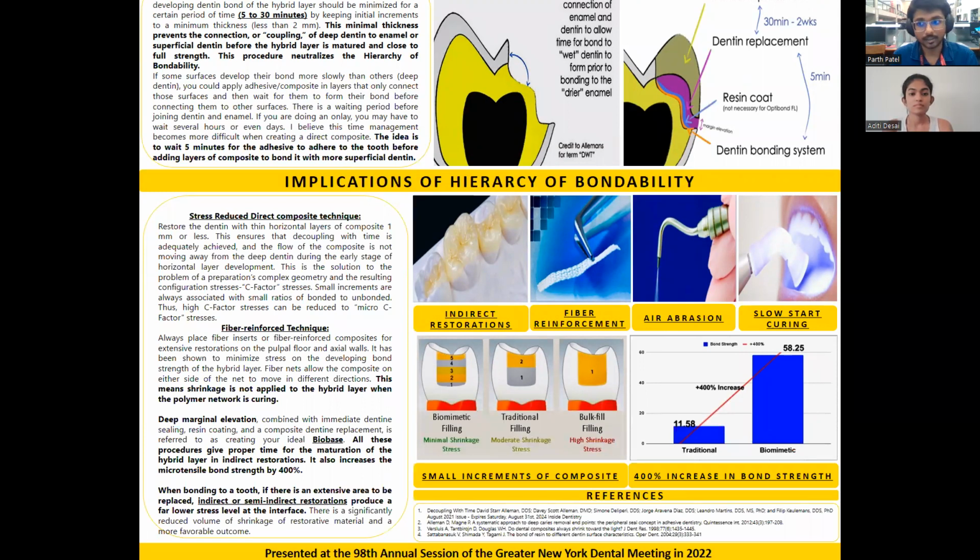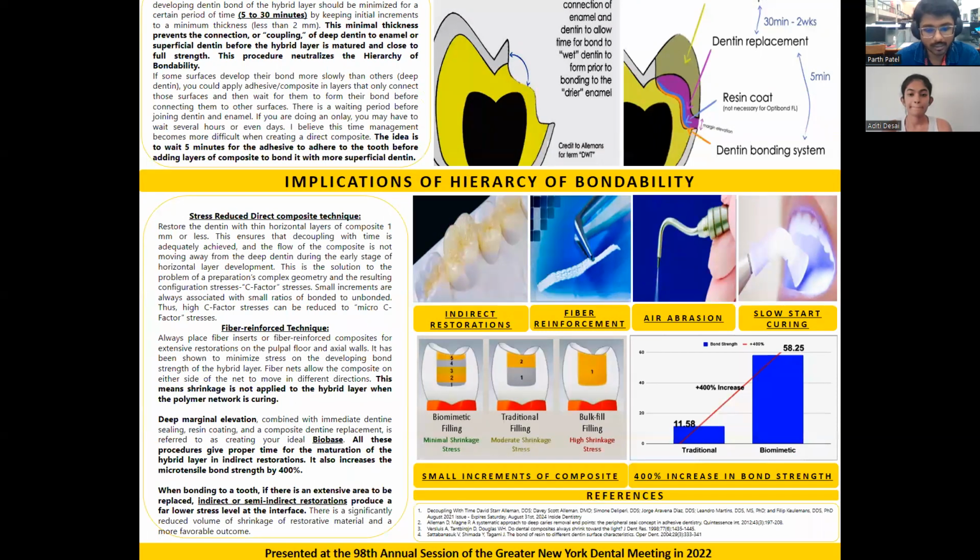In case of direct restoration, we can also use polyethylene fibers and glass fibers, and this will help us to reduce the polymerization shrinkage. Additionally, use of the air abrasion technique and the slow pulse curing also increases the bondability and reduces the shrinkage of the hybrid layer.